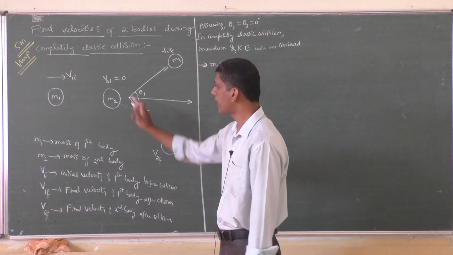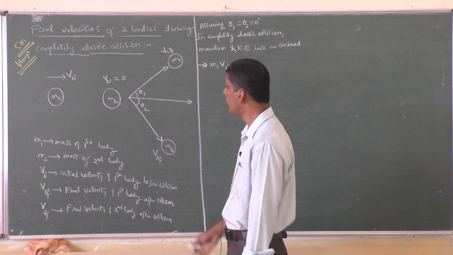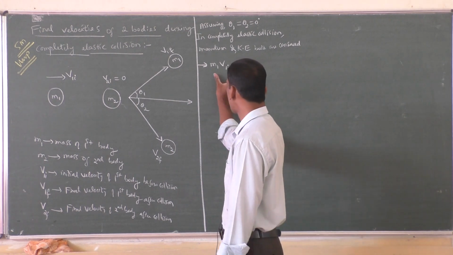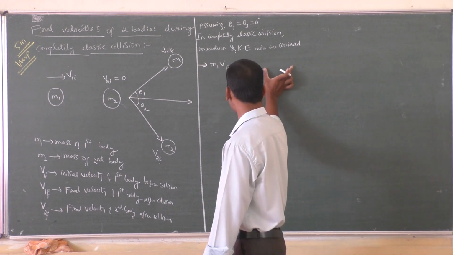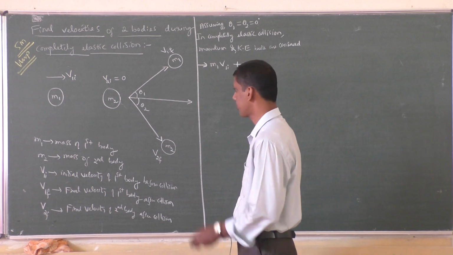What is the momentum of the second body? That will be equal to 0. That should be equal to the final momentum. This is our total momentum before collision. We have to write the total momentum after collision. What is the total momentum after collision?